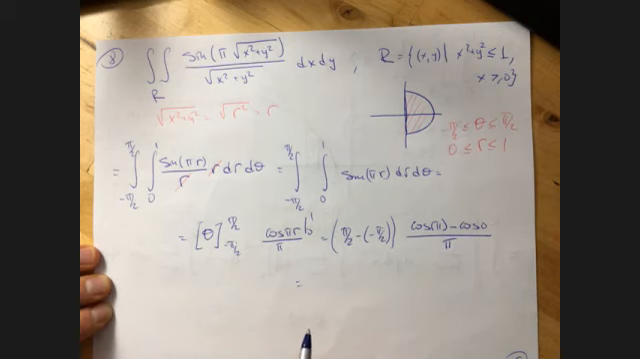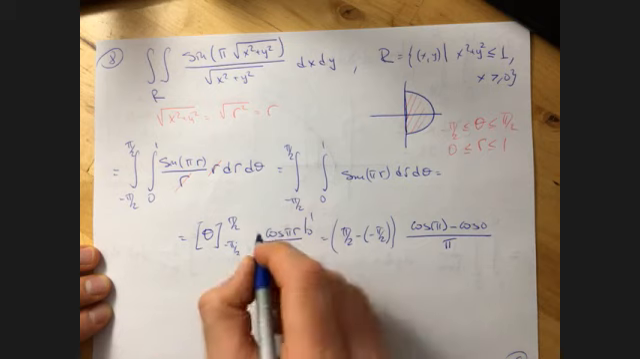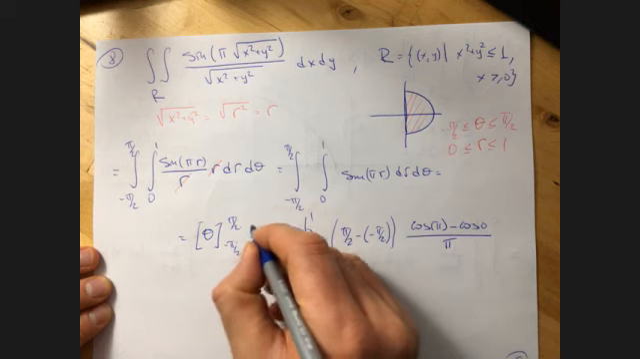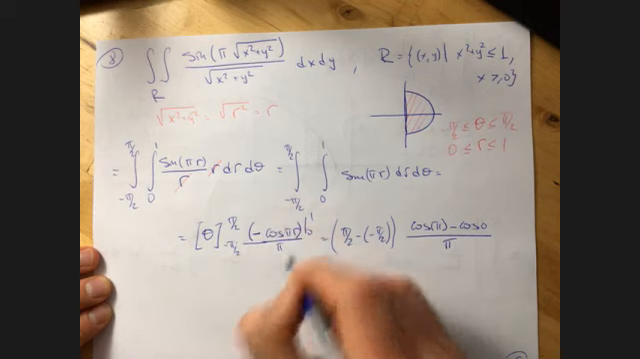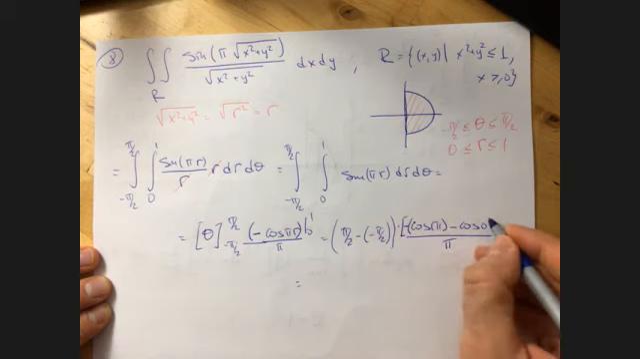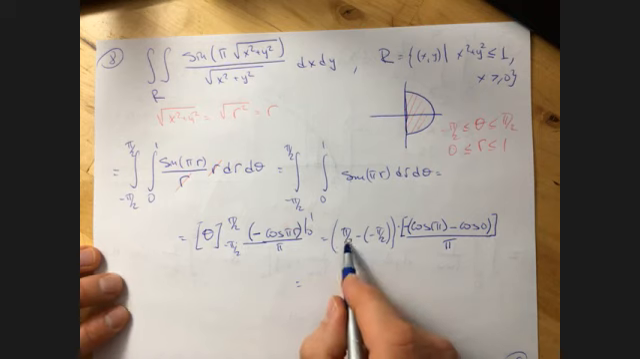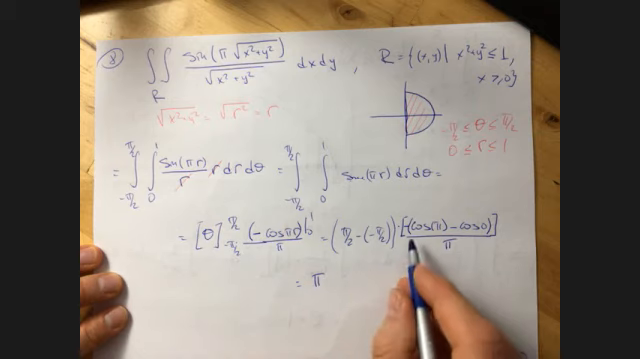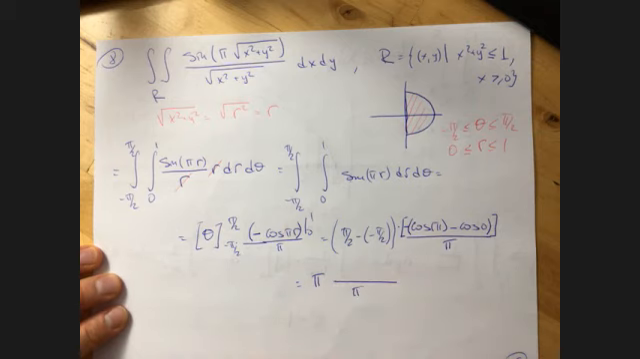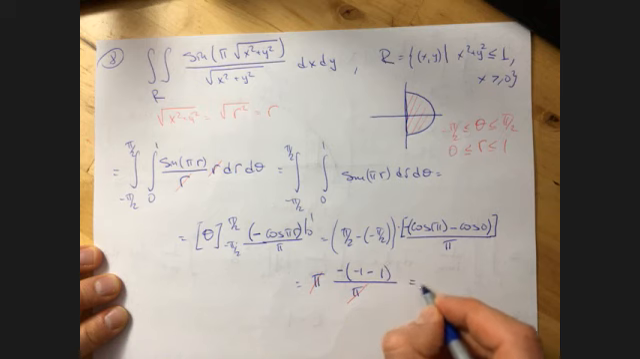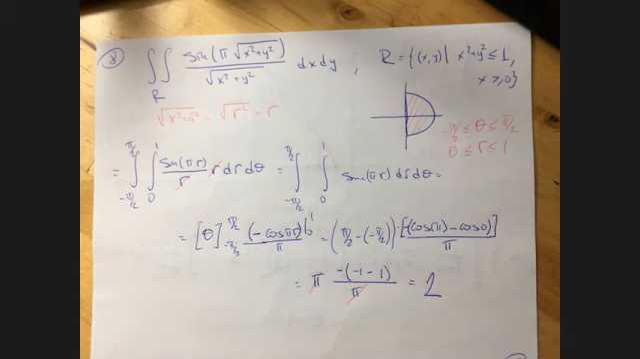I'm sorry, I made a mistake. The integral of sine is a negative cosine. Okay, so I have times negative this. So pi over 2 minus negative pi over 2, that's pi over 2 plus pi over 2, is just pi. And that pi cancels with this pi. Here I have negative cosine of pi is negative 1, minus cosine of 0 is 1. So the answer is 2.